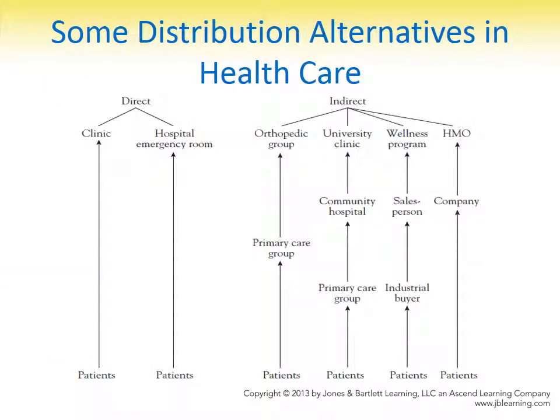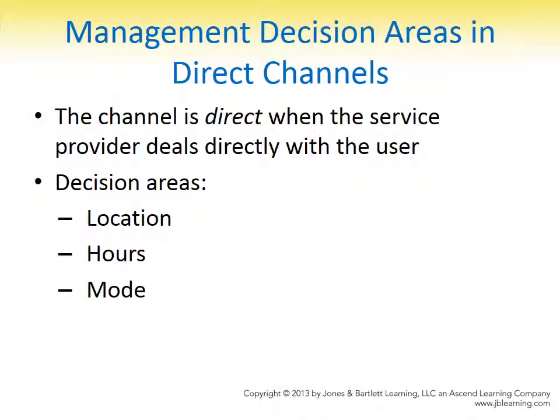Examples given back here were a clinic or emergency. You've really got to figure out how that patient deals directly with the user. What are our locations? What are our hours? What's the mode of access? Are they walk-in? Can you go on the internet and make a schedule? Do you have to call and make an appointment? So those are ways that you've got to bring that direct access to the consumer.